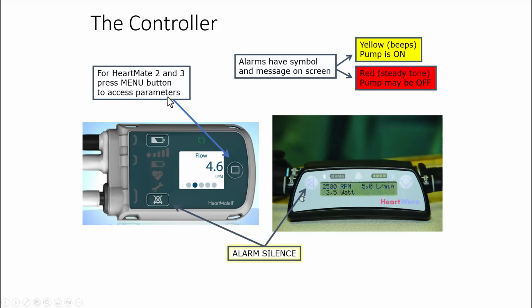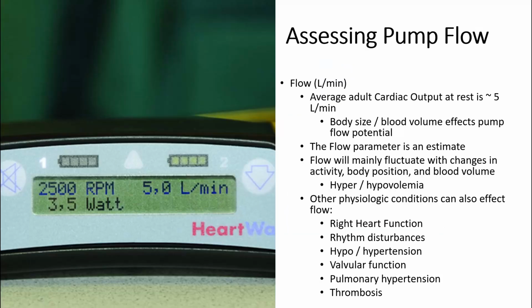But in LVADs, red is bad. We do not like red. When we look at the pumps, and if you're calling the hotline, they're going to want all sorts of information. One of the big ones they're going to want is pump flow. Now, pump flow, you see right here, we've got 5.0 liters per minute on this at 2,500 RPM, and it has the power rating there.